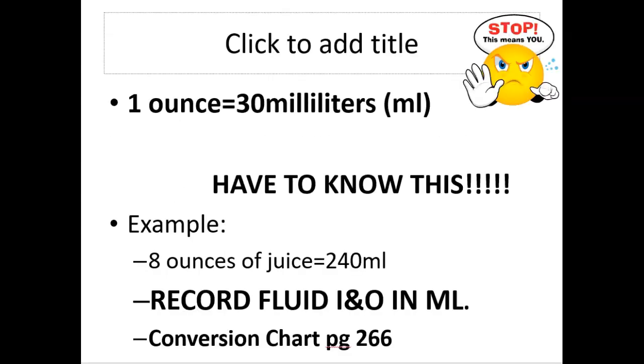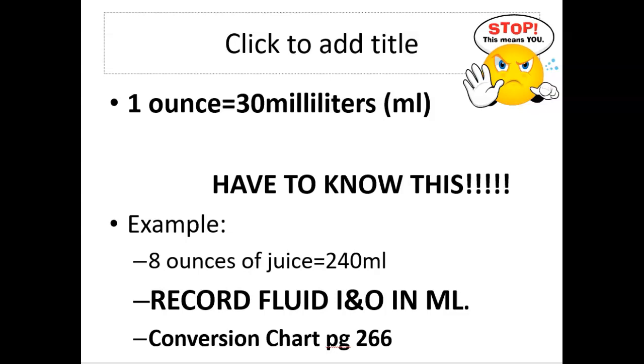Something very important to know, and I know I talked about it with you guys earlier in a previous video, but 1 ounce equals 30 mLs. And you have to know this, and you have to be able to do these conversions. So 1 ounce equals 30 mLs. So if you have 8 ounces of juice, you take 8 times 30 and you convert it to milliliters, and that's 240 milliliters.